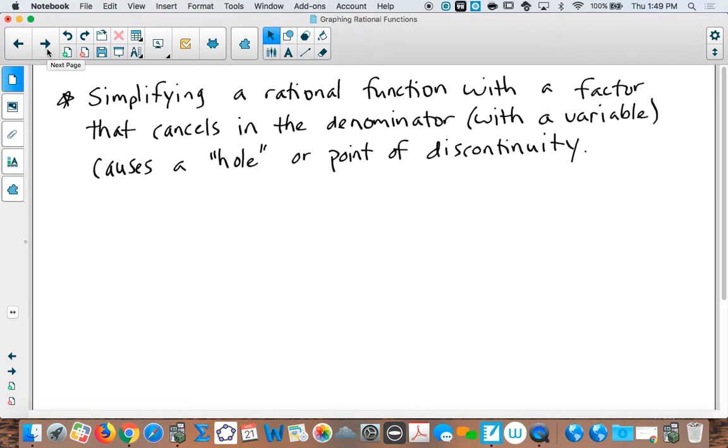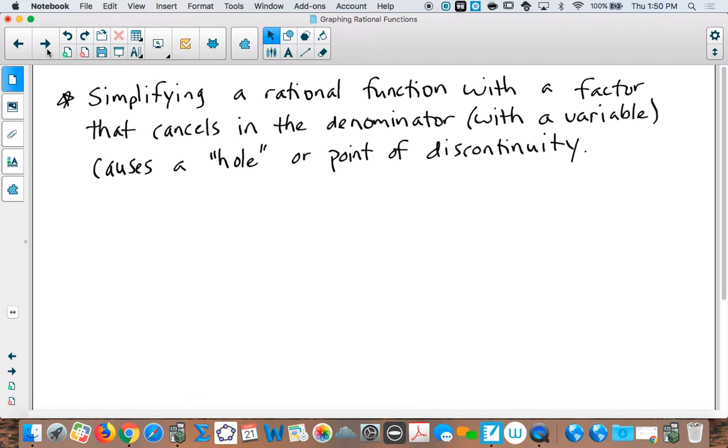Okay, so simplifying a rational function with a factor that cancels in the denominator. Again, if you cancel out a 3 and a 3, that's not going to give you a hole. It has to have a variable. And again, that will give you a hole, or sometimes they call it a point of discontinuity. So there are times when there's a hole in the graph, and then there are times when we have what we're going to call asymptotes. And we'll talk about how to get both of those things.